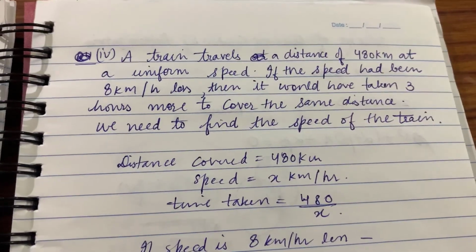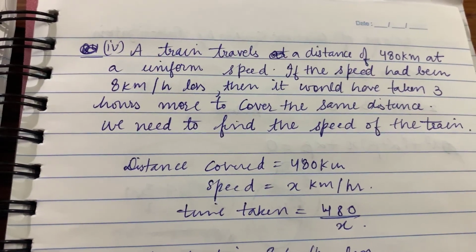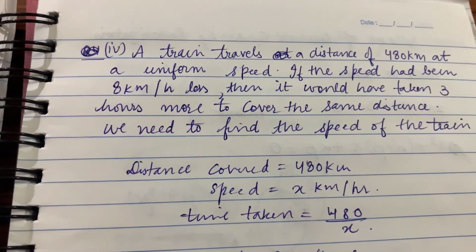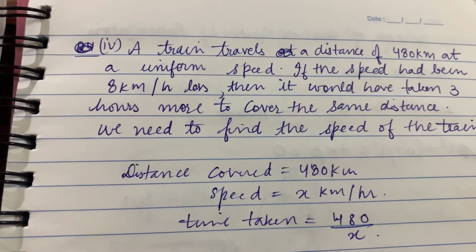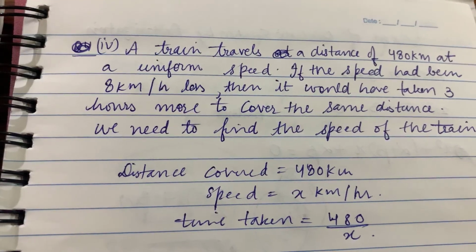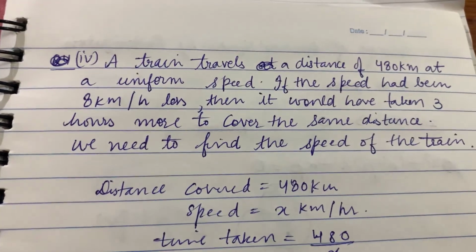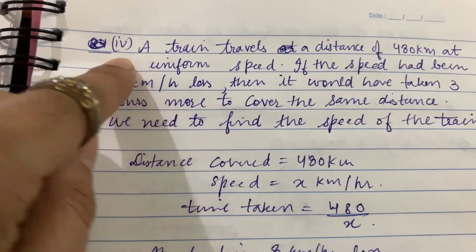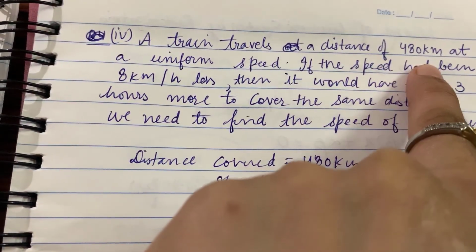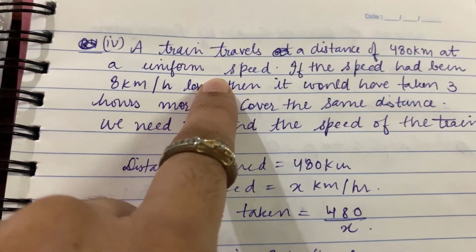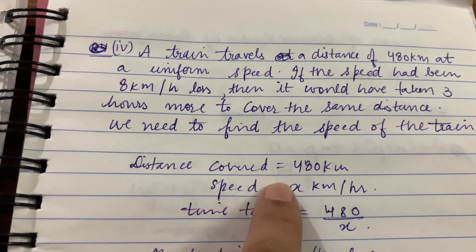Then the fourth part of the question is, a train travels a distance of 480 km at a uniform speed. If the speed had been 8 km per hour less, it would have taken 3 hours more to cover the same distance. We need to find the speed of the train. So we will go one sentence at a time. A train travels a distance of 480 km at a uniform speed. So we will take the speed as x km per hour and the distance covered as 480.